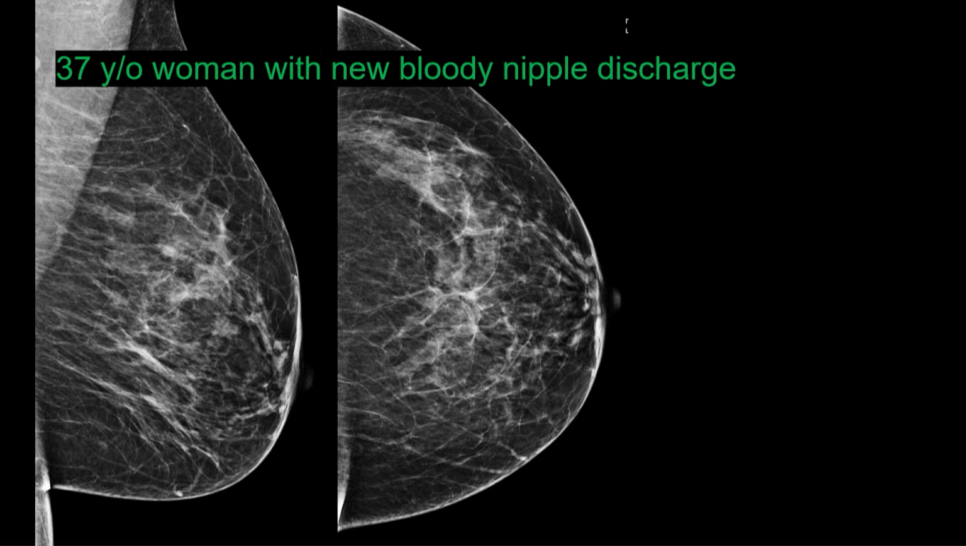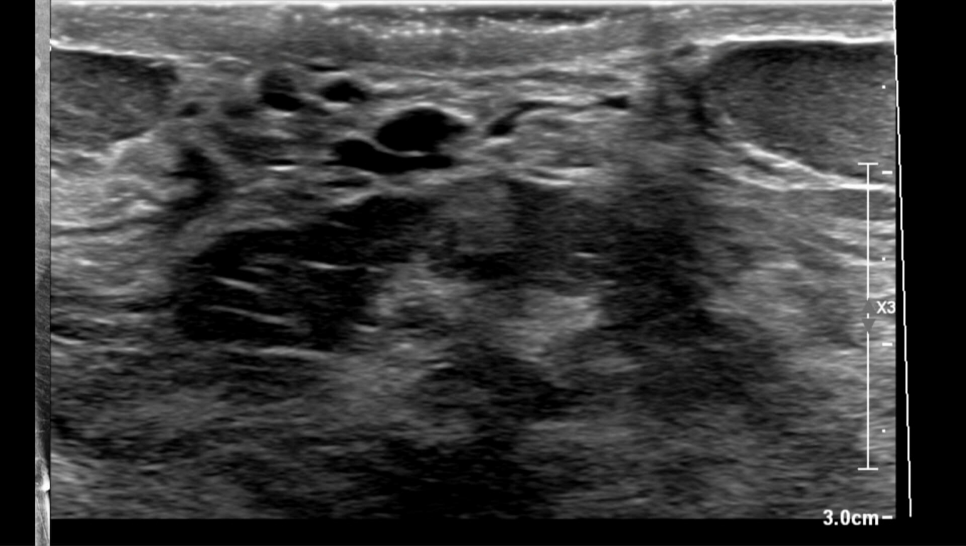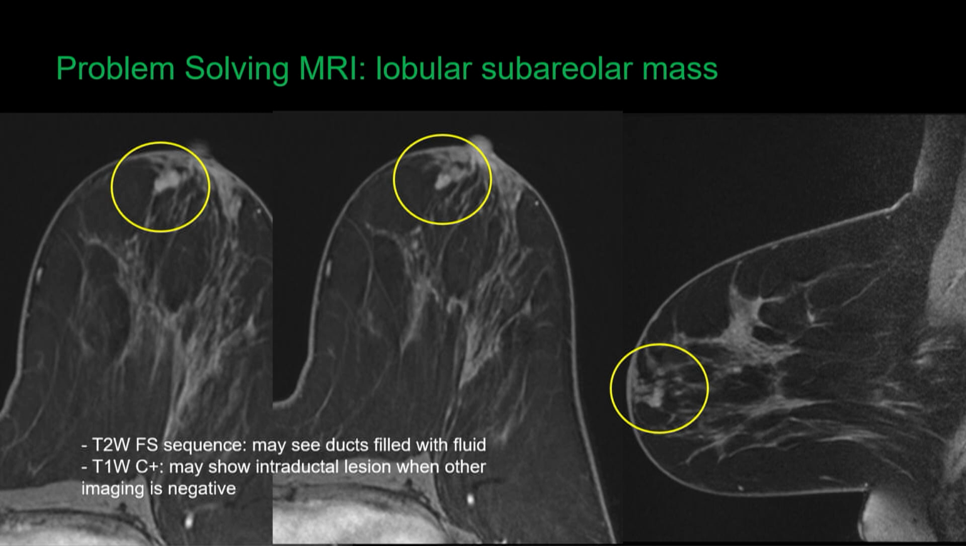37-year-old woman, new pathologic bloody nipple discharge, mammogram negative, ultrasound negative, no intraductal masses, no subareolar filling defects. So a problem-solving MRI was obtained. I did use the word lobular because I really like the word lobular. So this is a lobular subareolar mass. And sometimes you might see some ducts filled with fluid on your T2 weighted sequences. And what you're looking at for contrast-enhanced images are an intraductal lesion. And you can see here very nicely that there's this subareolar mass.